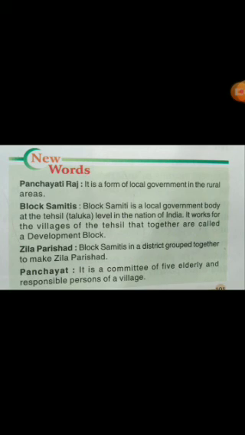The functions of block samiti: one is the construction of roads, provision of HYV seeds to farmers. HYV seeds means high quality seeds to the farmers, and improvement of cattle breed. So these are the functions of block samiti.